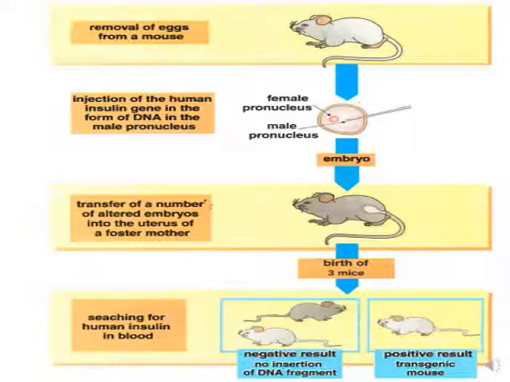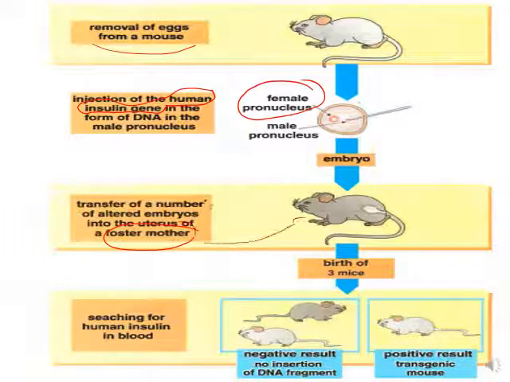We have here removal of the eggs from a mouse, and injection of the human insulin gene. We inject the human insulin gene into the mouse in the form of DNA inside the male pronucleus, and then it's injected into the female pronucleus. A number of altered embryos were transferred into the uterus of a foster mother, as shown here. Then we have the birth of 3 mice.